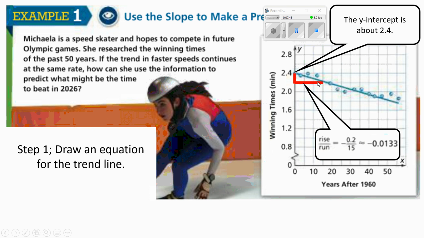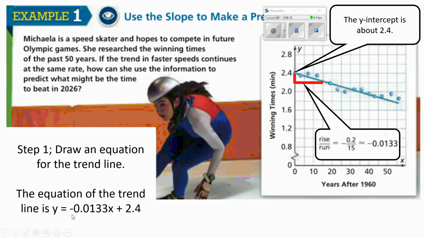So that would make another one of these, let's see, this would be 5, 10, 15. So we got 0.2 over 15. That equals, remember, this is a negative slope. It's going down. So this is a negative 0.2 over 15. And that's going to be about negative 0.0133. Now we got our formula. Y equals negative 0.0133x plus 2.4.